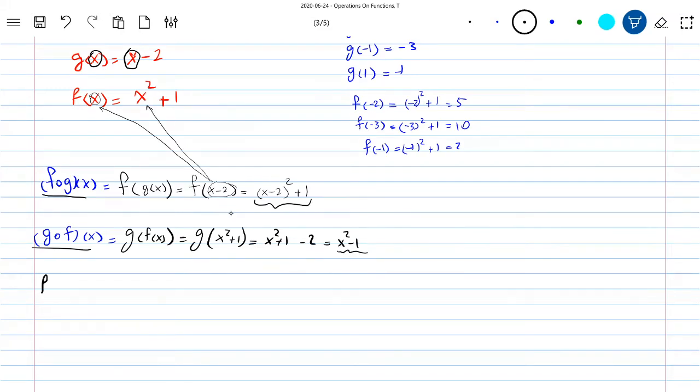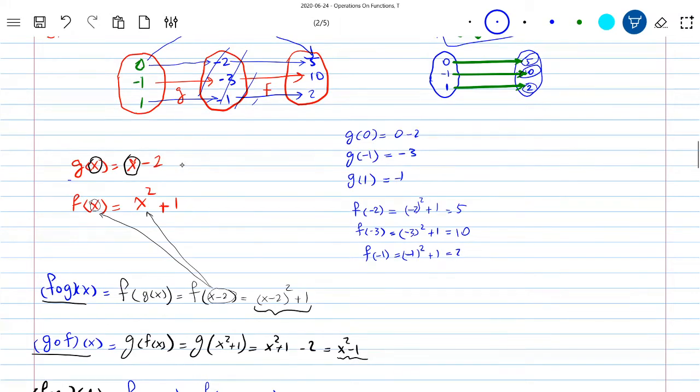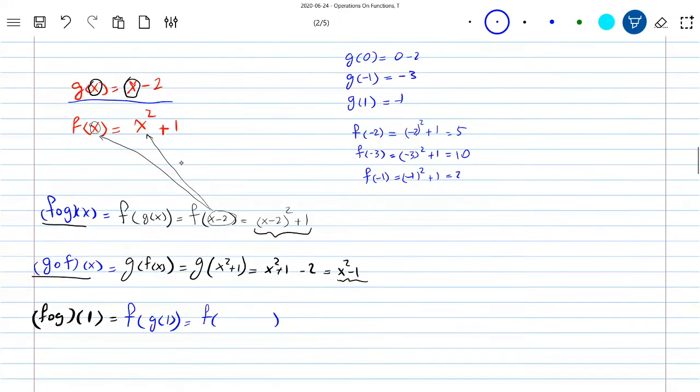How about if I ask you what is f of g of, let's try 1. Now it's not x. So what does it mean? That means we're looking for f of g of 1. By definition, 1 goes into g. So I figure out what is g of 1 first. What is g of 1? G of 1, replace 1 into the function g.